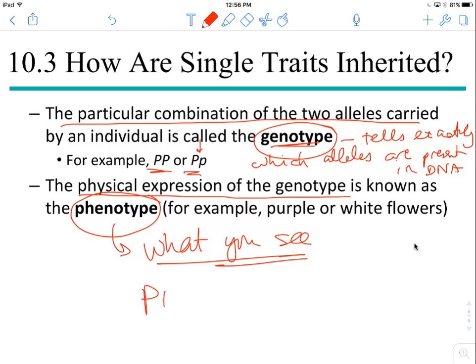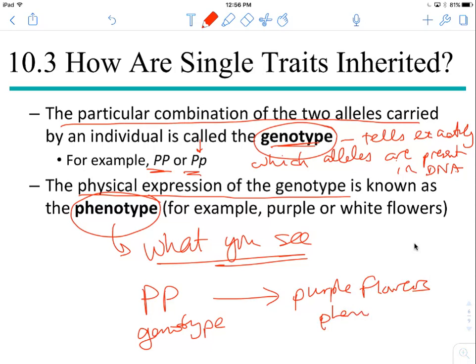Okay, so if I have a plant that has 2 dominant purple alleles, this is my genotype. Okay, and if I look at the plant, this plant is going to have purple flowers. And that's the phenotype. So a genotype will be a combination of letters representing the alleles. A phenotype is going to be a descriptive word: purple, tall, short, white, green, yellow, wrinkled, round. Okay, that's all going to be phenotypes. The genotype will always be the pair of letters representing the alleles that are present.